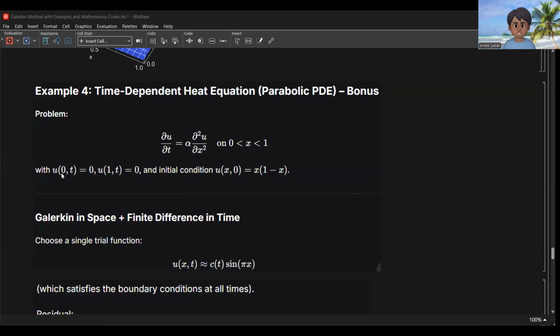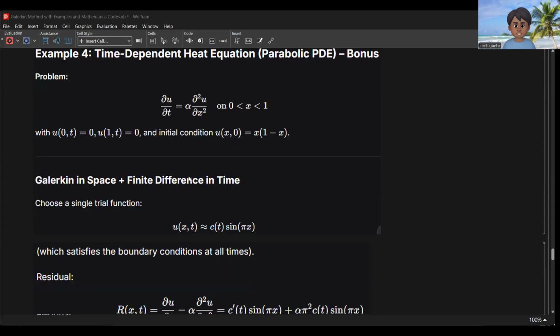So with u, if x equals 0, u equals 0. If x is equal to 1, u is also equal to 0. And the initial condition here, at time equal to 0, u as a function of x only is equal to x times (1 minus x). So this is the initial condition.